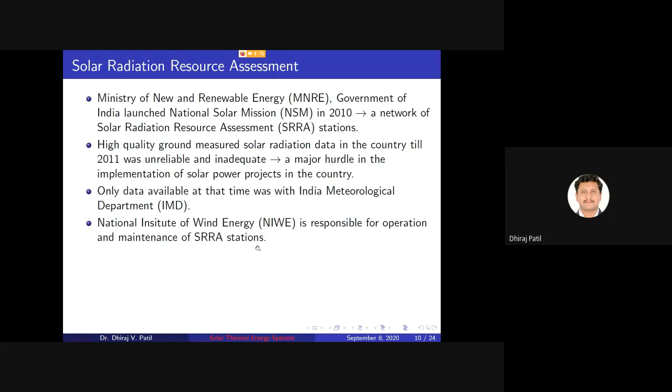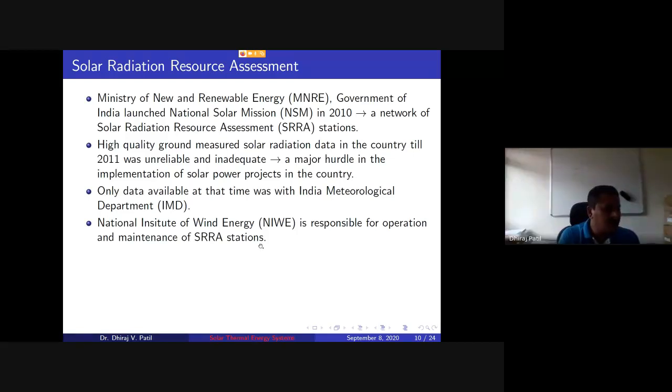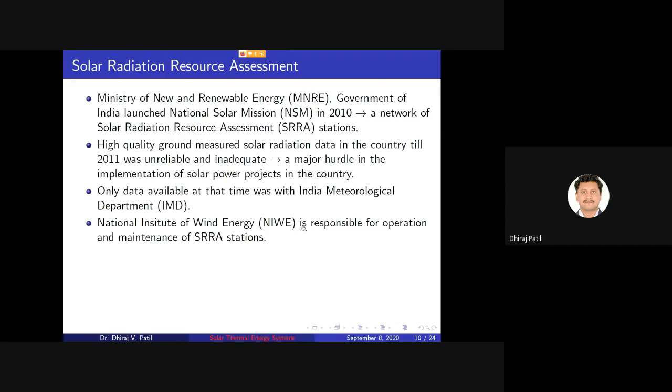This data would be available for understanding solar power. It could be for solar thermal, or for building solar photovoltaics, or even floating solar photovoltaics, or any other technology. So we can use that available resource data.